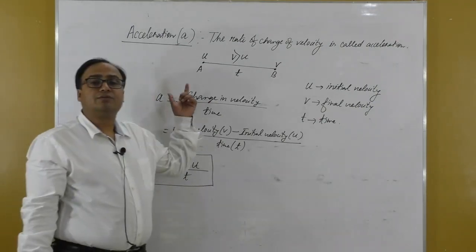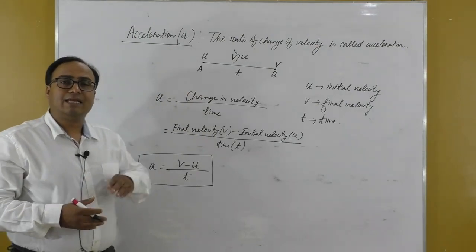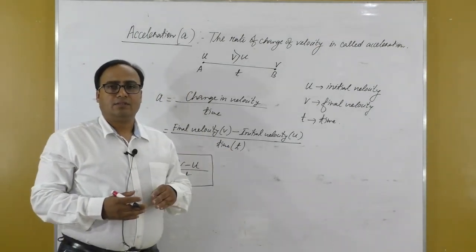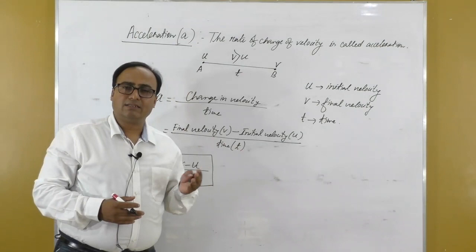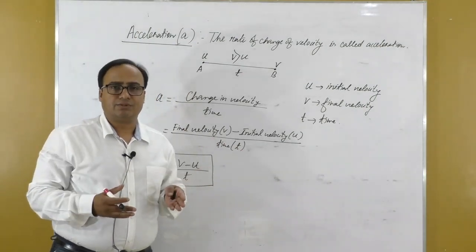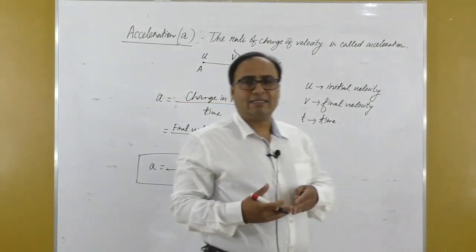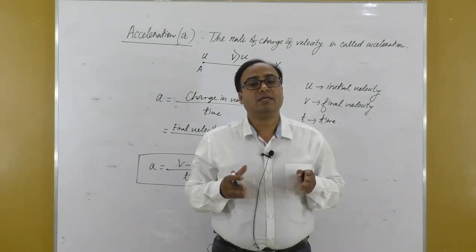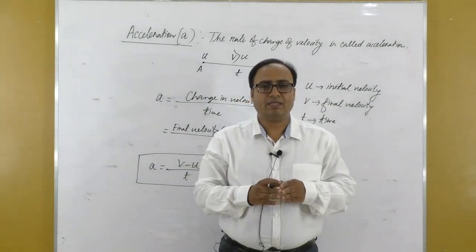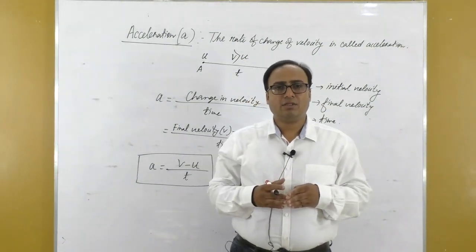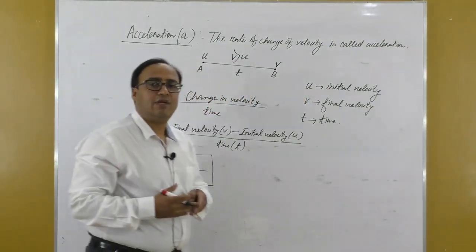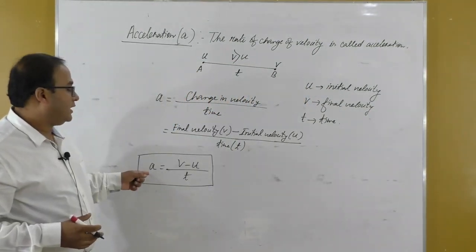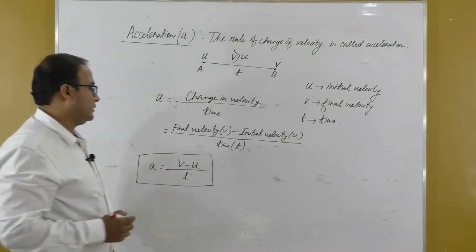And whenever we use the term acceleration, it denotes increasing velocity. With time the velocity keeps on increasing, then the term acceleration is used. If the velocity keeps on decreasing, then the term retardation is used. So generally when we use the term acceleration, we think of increasing velocity. So the formula is a equals v minus u by t.